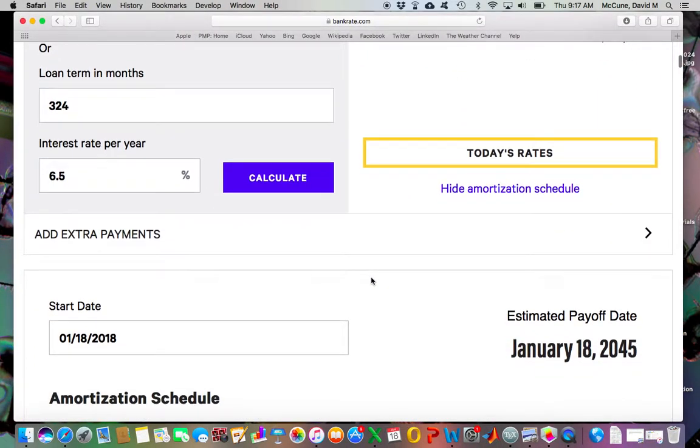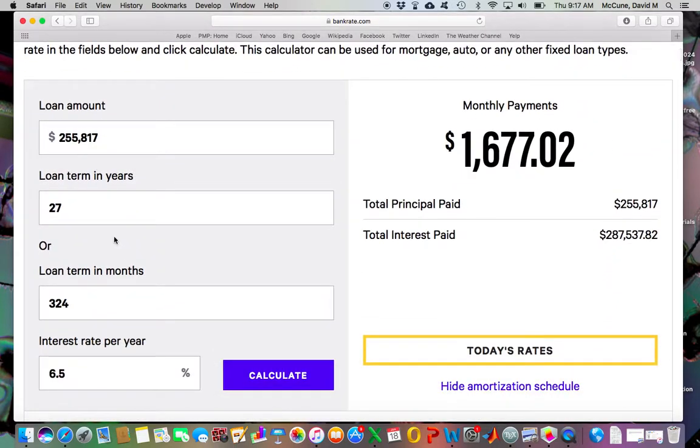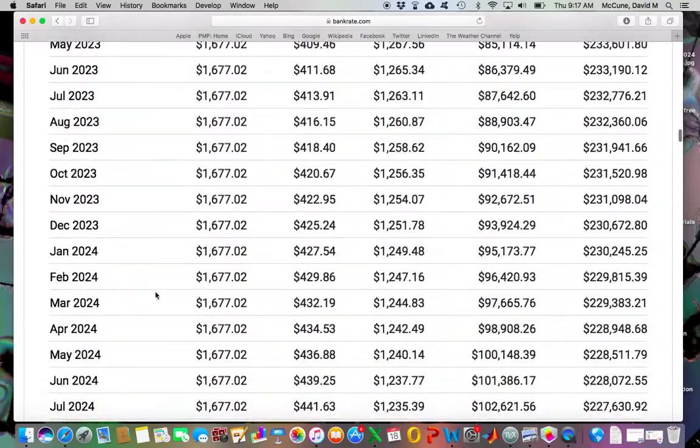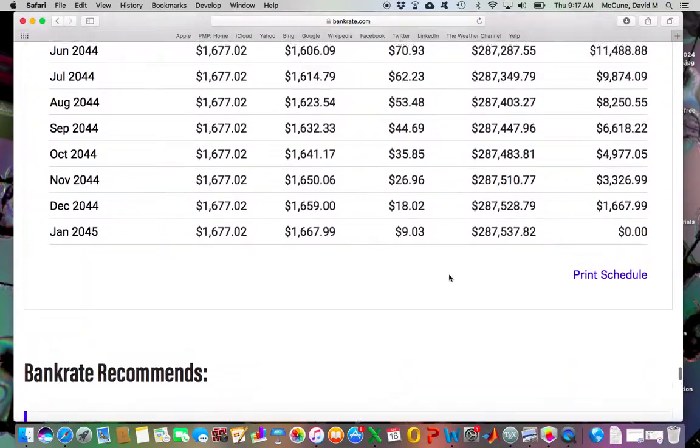in this setup here, I've reset the loan to 27 years here, right? So I can just scroll all the way to the bottom of this 27-year time span and get the total interest with my new interest rate. Okay, so $287,537. That's the total amount of interest I pay on the 27 years.